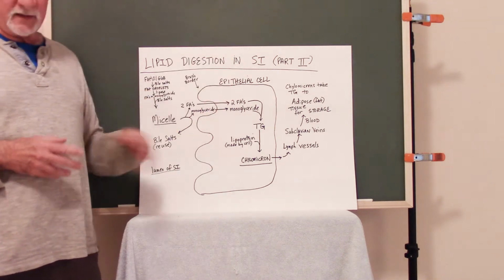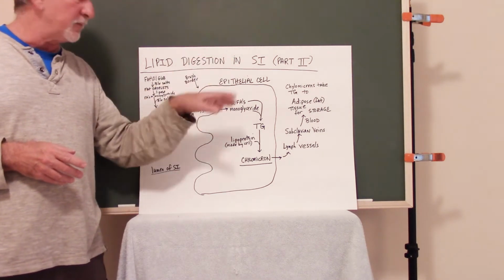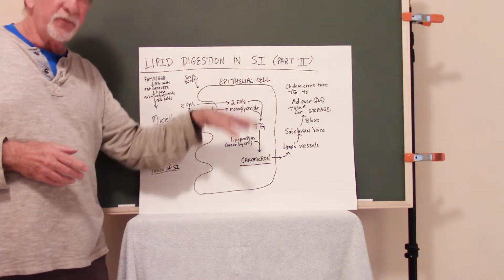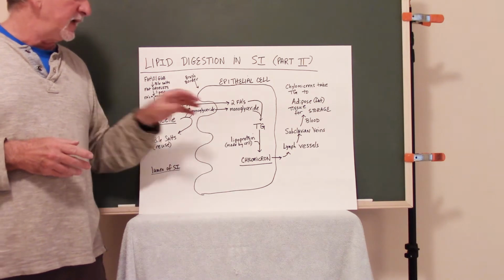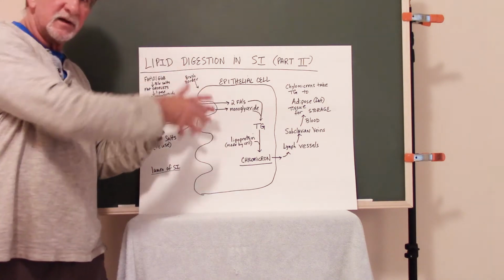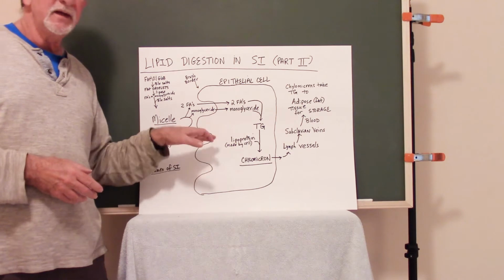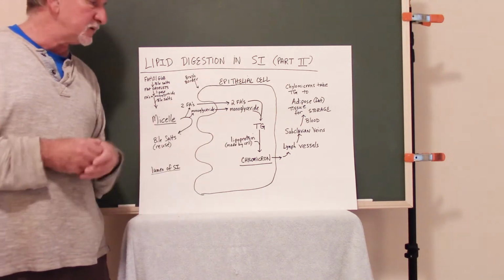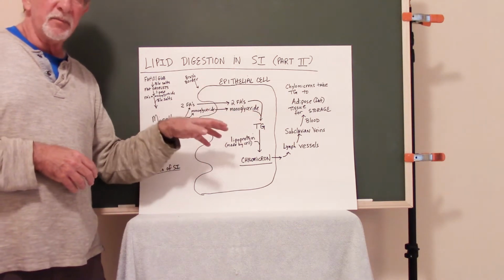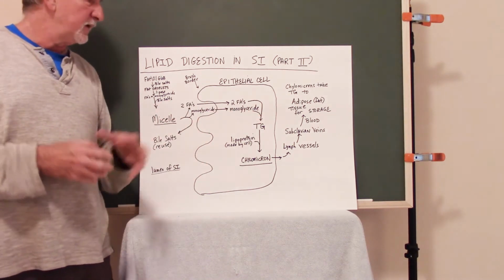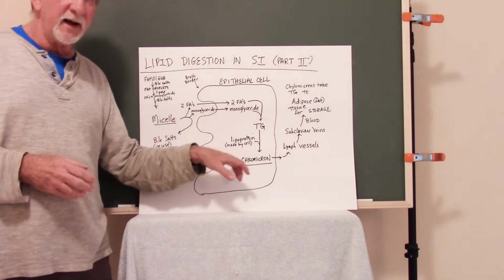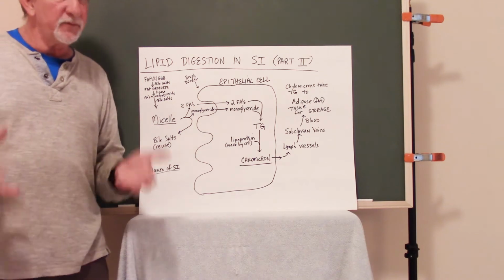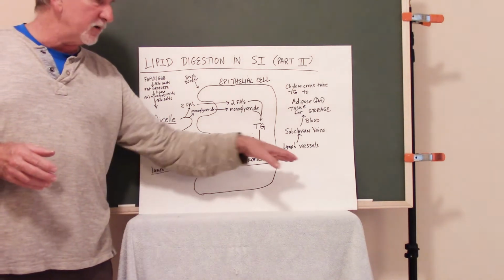Within these epithelial cells, the fatty acids and the monoglycerides recombine to form triglycerides. And then the triglycerides that form inside the epithelial cells combine with lipoproteins, a special type of protein made by these cells. The triglycerides and the lipoproteins complex together to form what's called a chylomicron. As the chylomicrons form, they move out of these cells.